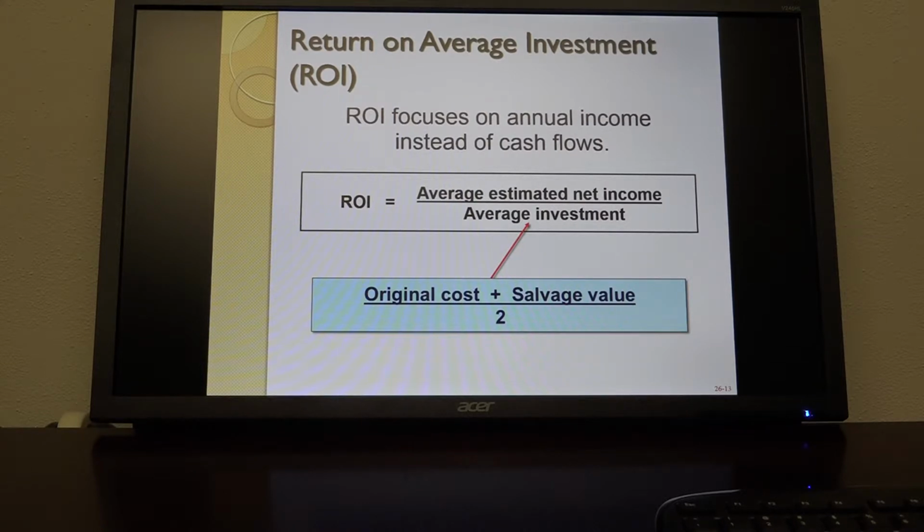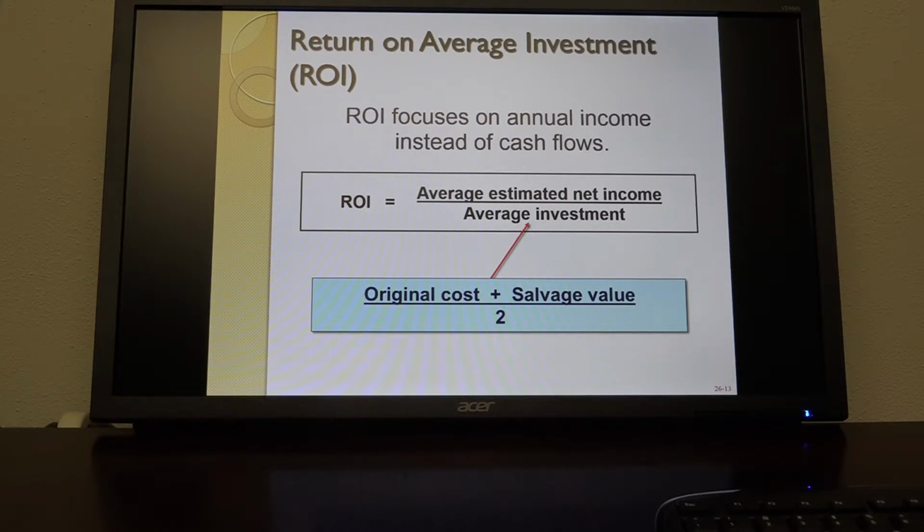Return on investment. If you look at other books, they call this return on average investment, same difference. Many books call this the average rate of return. So if you see that phrase, average rate of return, or ARR, just know that they're one and the same. Either way, the calculation is made by having your numerator, which is your average estimated net income, and you divide that into your average investment, which is calculated as your original cost plus salvage value divided by 2.